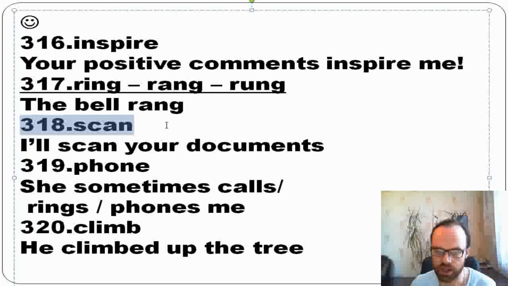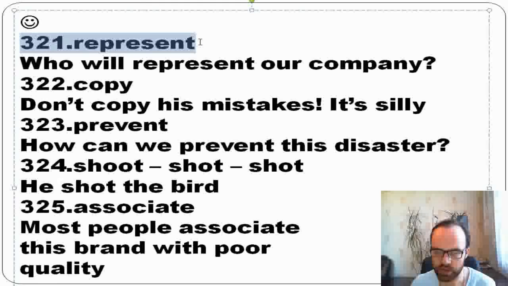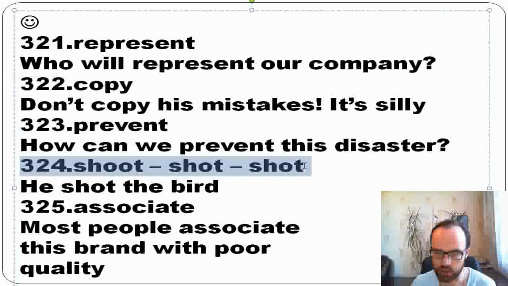Scan. I'll scan your documents. Phone. She sometimes calls me, or she sometimes rings me, she sometimes phones me. Climb. He climbed up the tree. Represent. Who will represent our company? Copy. Don't copy his mistakes. It's silly. Prevent. How can we prevent this disaster? Shoot, shot, shot. He shot the bird.